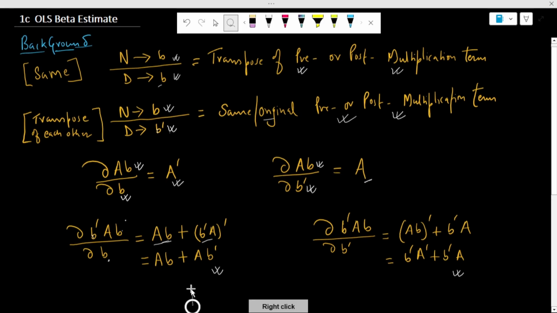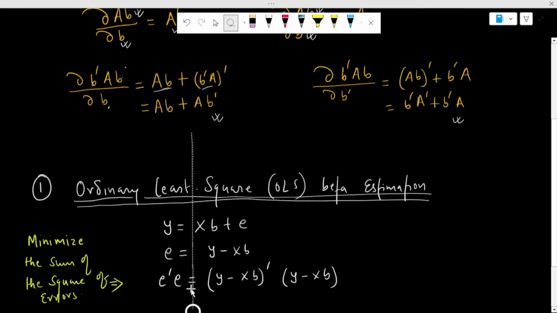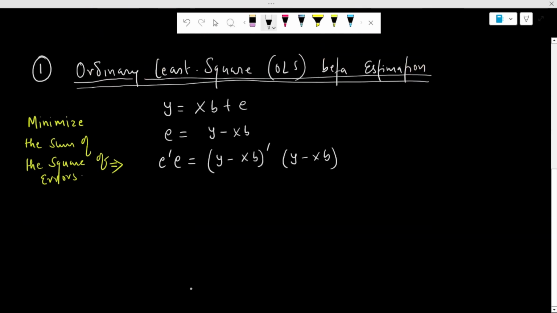Now let us move to today's topic, that is, we are going to derive the ordinary least squares beta estimate. And we know that in matrix notation, the linear regression equation can be written as y is equal to xb plus e. So this is our first assumption, that the dependent and independent variables have a relationship that can be expressed in linear form.